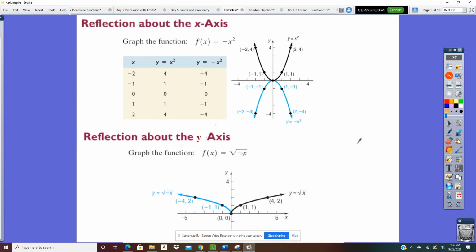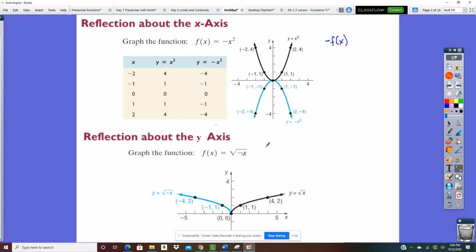And again, this should be pretty straightforward. When you're taking all your values and you put a negative up front, it takes your y values and flips it over the x-axis. Okay, so this is called, in function notation, negative f of x. Okay, all your y values get flipped over.